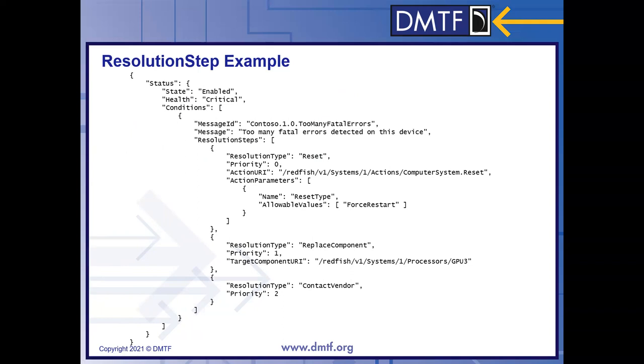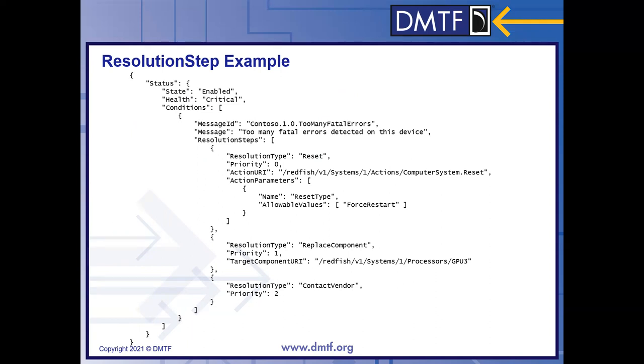So we have a resolution step. This is part of a GET response that's inline with a status of a device. We see here that the health of this device is critical. There is some condition associated with it. We see that there are too many fatal errors, like think about PCIe fatal errors that could happen. And in here, we see that inside that conditions object, there are now resolution steps.